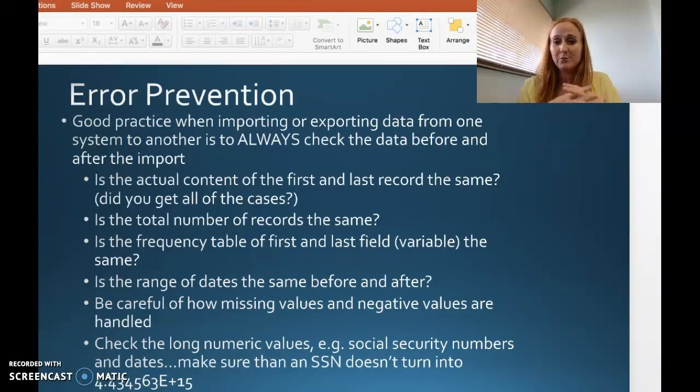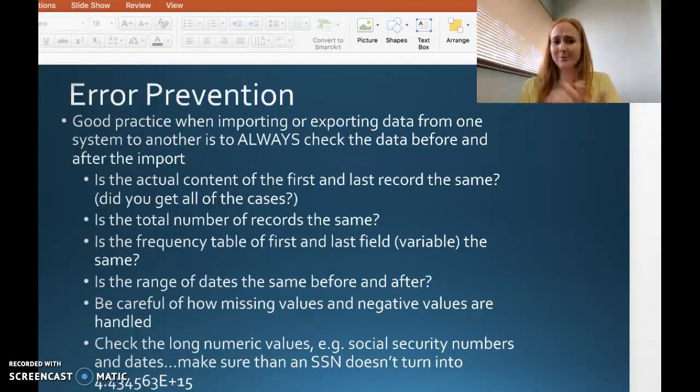So when importing or exporting data from one system to another, always check the data before and after. Did you get all the content of the first and the last record, get all the cases, or did any get cut off? Is the total number of records the same? Is the frequency table of the first and the last field of a variable the same? How about the date ranges? Are they the same before and after?